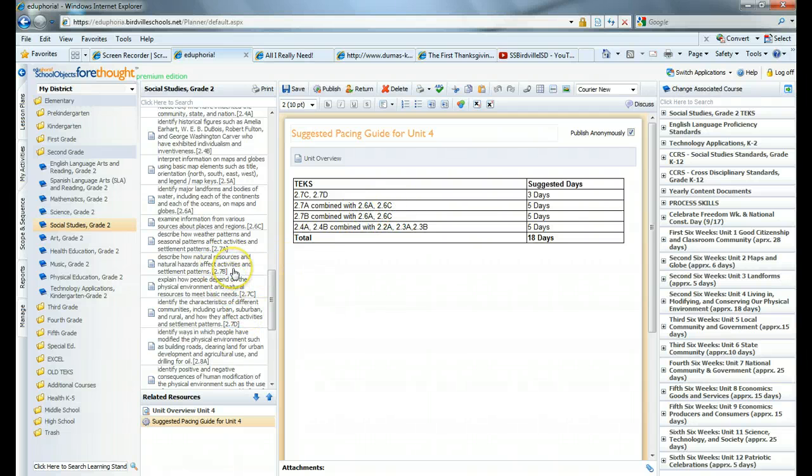Now on 2.7b, you're going to talk about natural resources. Once you understand that weather affects it, then you can talk about natural resources and natural hazards that affect that. And then you're going to combine that with, again, the landforms and major continents and oceans and places, because you're going to talk about, depending on where you live, might change it.